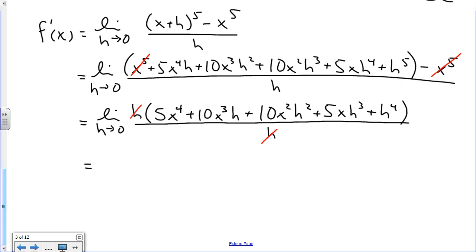So if I let h go to 0, I'll have 5x to the 4th. There's no h's in there, so in other words, it's kind of like a constant. Plus, the limit as h goes to 0, 10x cubed times h, that'd be 10x cubed times 0, which anything times 0, that's 0. The next term here is 10x squared times h squared, that's another 10x squared times 0, that's another 0 for us. 5x times h cubed, again h is going to 0, so that's another 0. And plus h to the 4th, again h is going to 0, so all those turn out to be zeros at the end. Normally we won't write all those zeros out, but just so you see we've evaluated each of those terms, I want to indicate that here. And so we end up with 5x to the 4th.